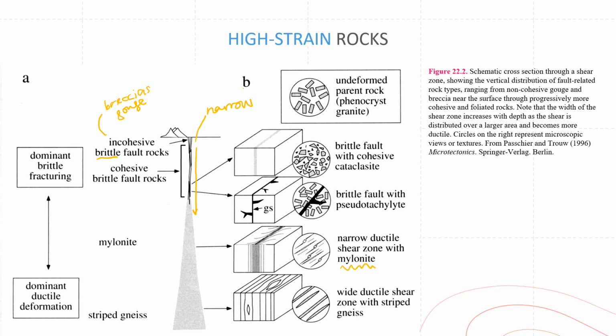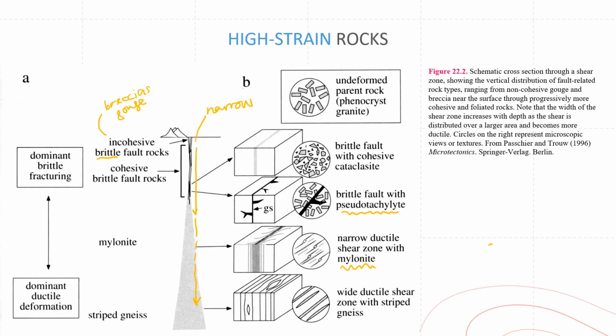So going back up, we have your incohesive brittle fault rocks, and as the walls of the fault are pushed closer together, you get this more cohesive brittle fault rock, and you may find pseudotachylites. And as you move even further down, you get this narrow ductile shear zone where you would find mylonites. And what happens when you go even deeper down into the crust?